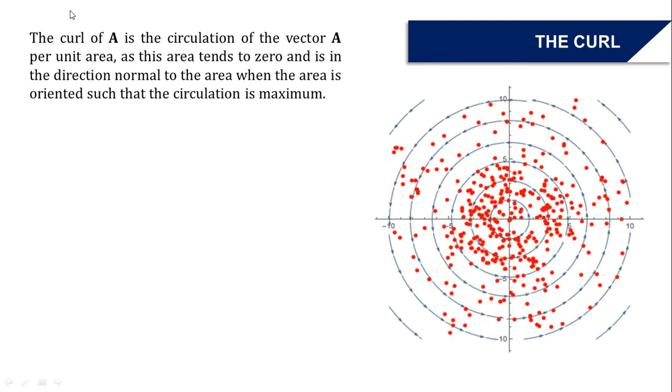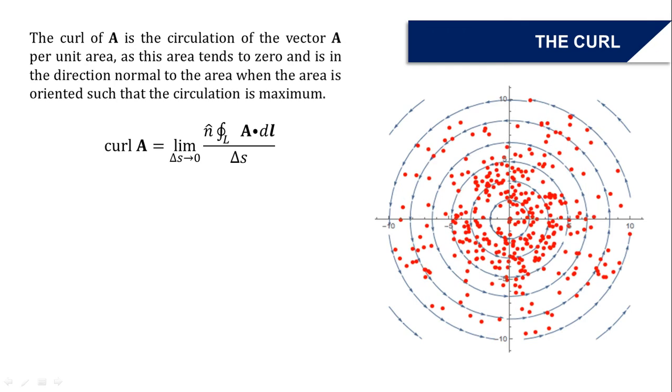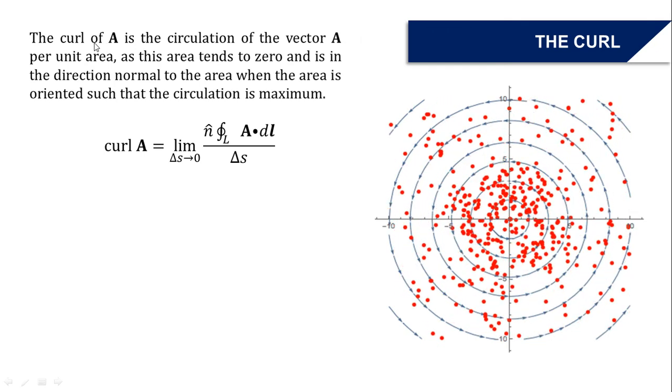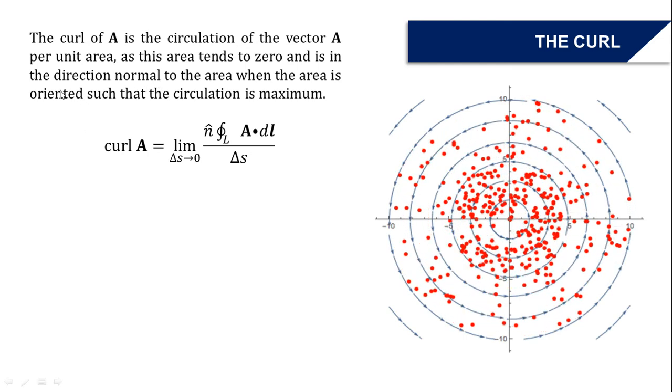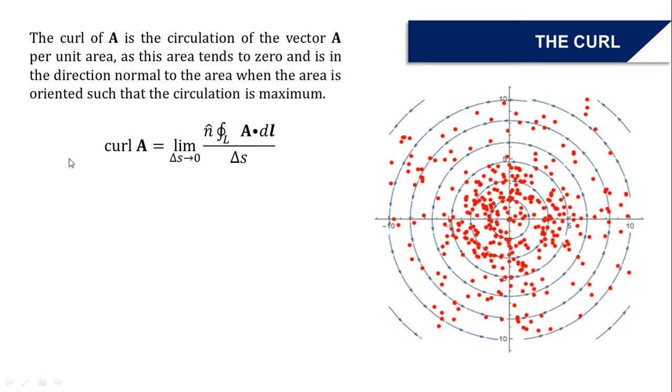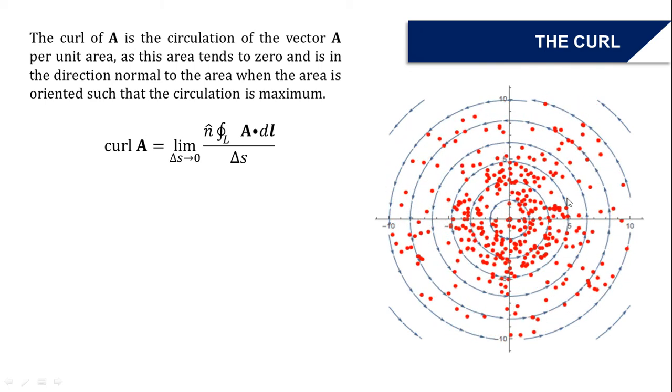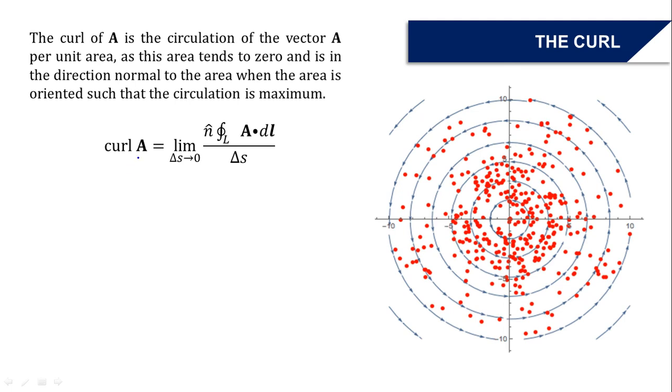Define natin yung curl. The curl of vector A is the circulation of vector A per unit area, as this area tends to zero and is in the direction normal to the area when the area is oriented such that the circulation is maximum. So mathematically speaking, okay, the curl ng vector A is the circulation ng vector A per unit area, as this area tends to be zero and is in the direction normal to the area when the area is oriented such that the circulation is maximum. So yan ang definition ng curl.